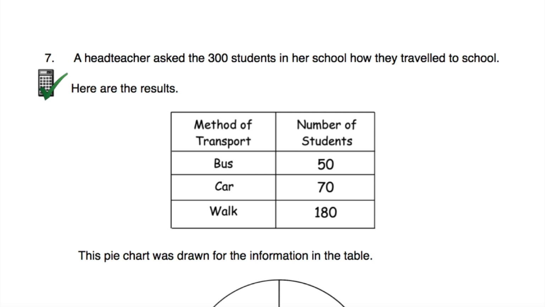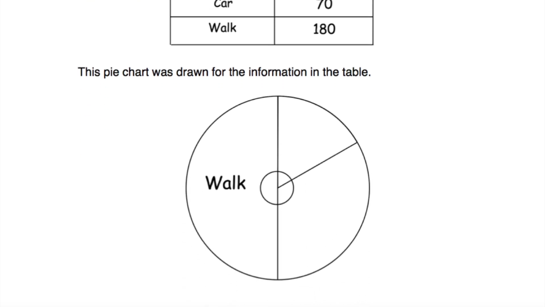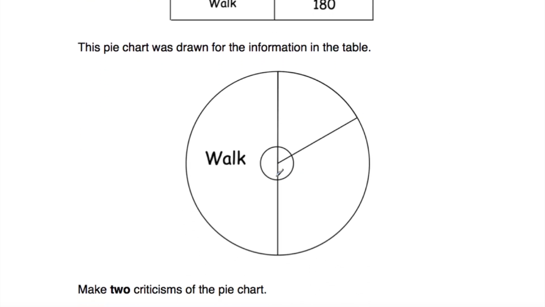Okay, let's look at our next question. Question number 7 says, a head teacher asked 300 students in her school how they travelled to school, and here are the results. So 50 students travelled by bus, 70 students travelled by car, and 180 students walked. If we add those numbers together, we do get 300. So that's fantastic. And then we're told this pie chart was drawn for the information.